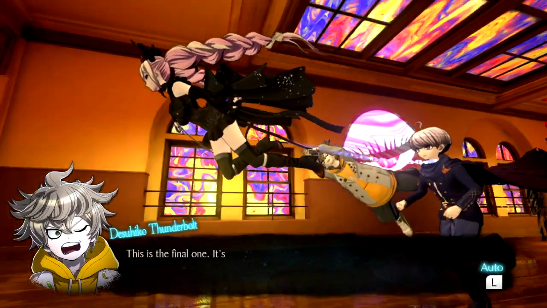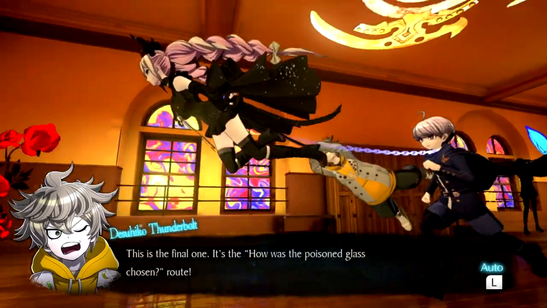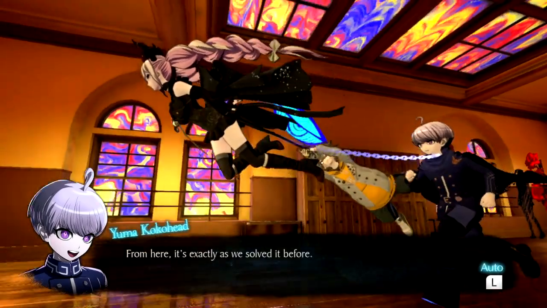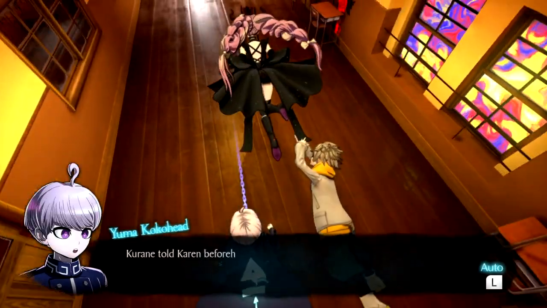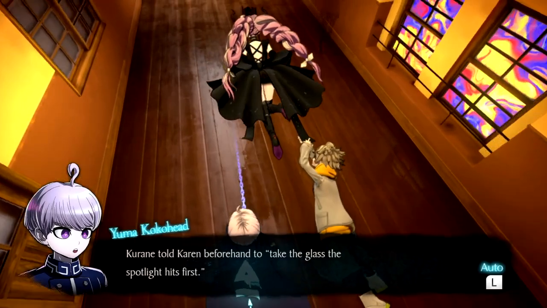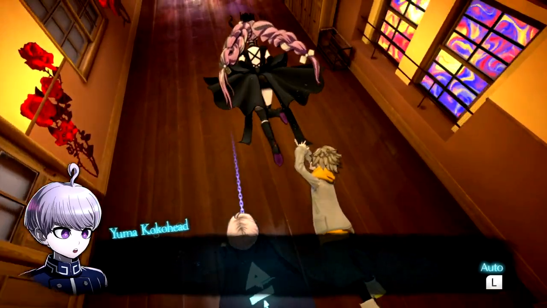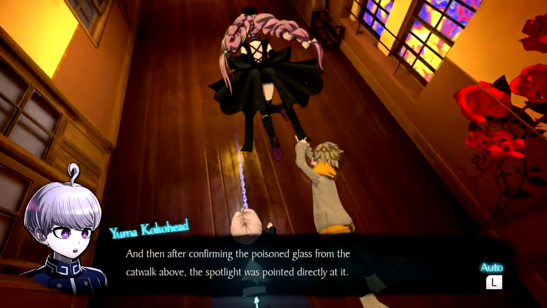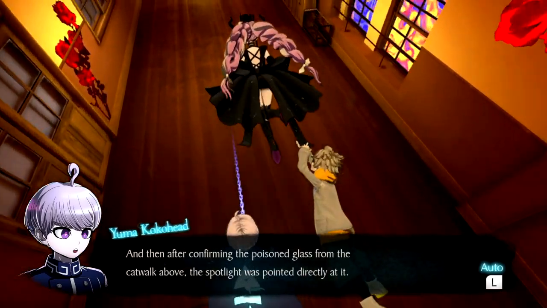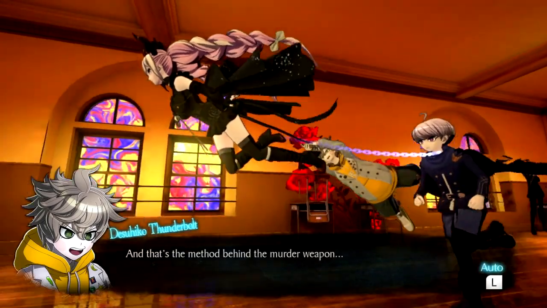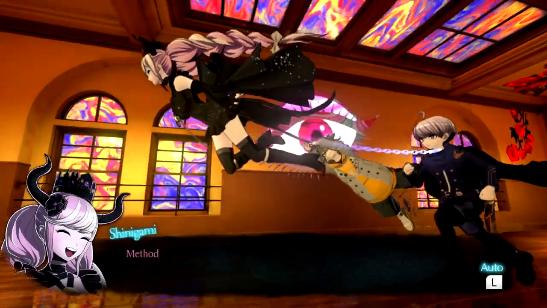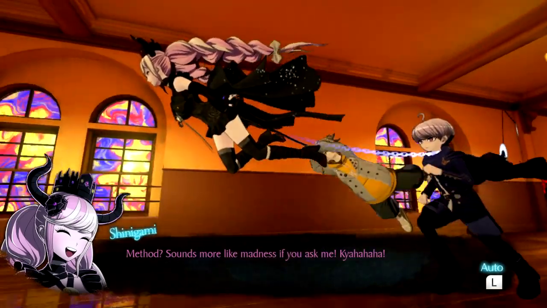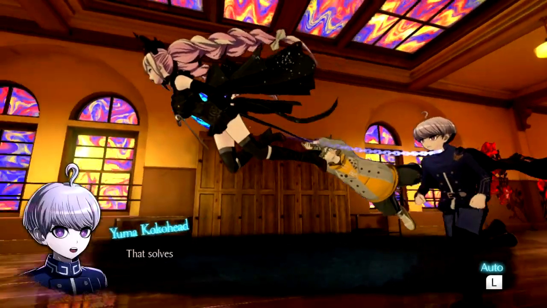This is the final one. It's the how was the poison glass chosen route. From here, it's exactly as we solved it before. Kurune told Karin beforehand to take the glass the spotlight hits first. And then, after confirming the poisoned glass from the catwalk above, the spotlight was pointed directly at it. And that's the method behind the murder weapon. Method? Sounds more like madness if you ask me. That solves this mystery.